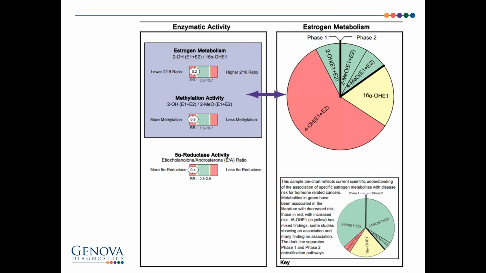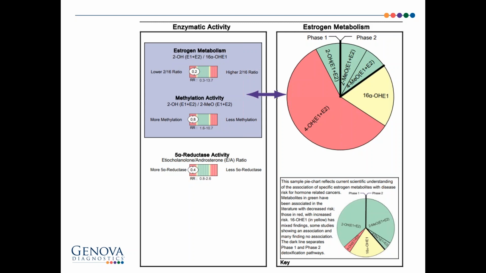There's a great reason for that. About 10 years ago, maybe longer, there was a lot of literature around this 2 to 16 ratio. It became something that clinicians used to assess someone's risk of breast cancer. It's common in literature and still taught in IFM, so we keep it on there for that reason.